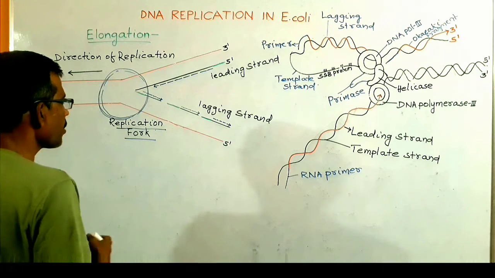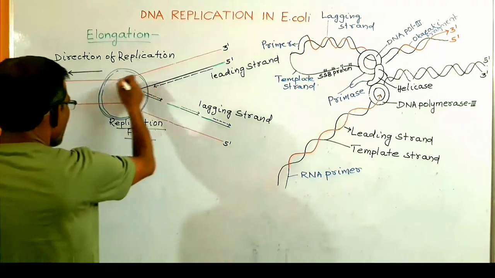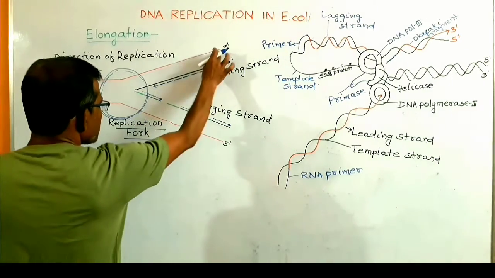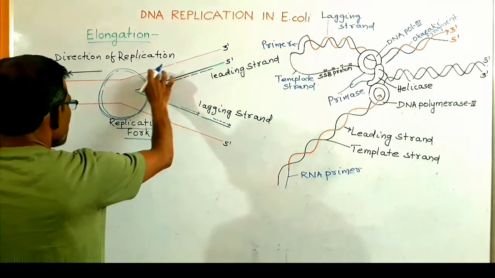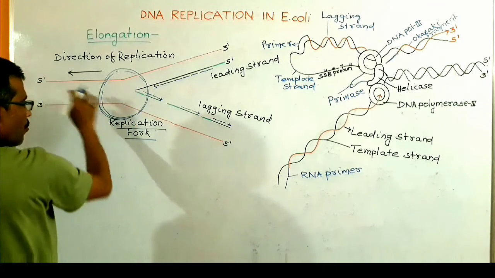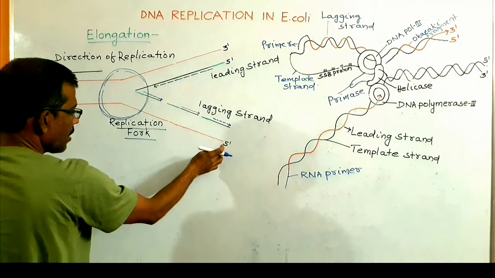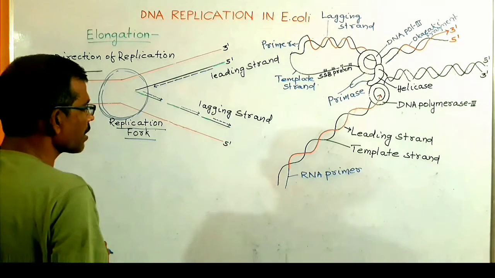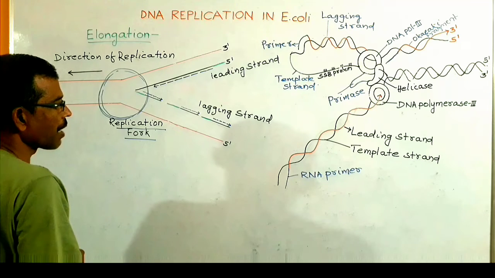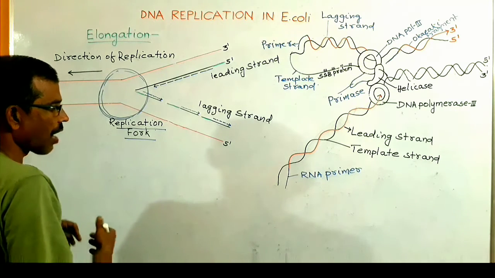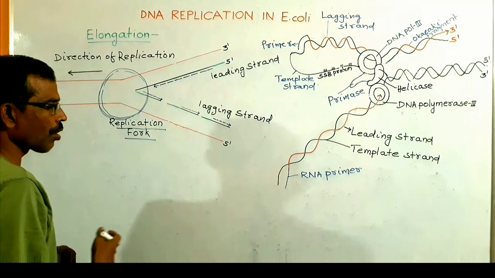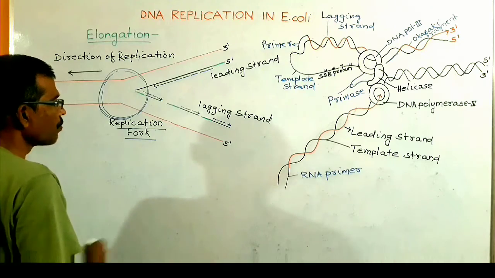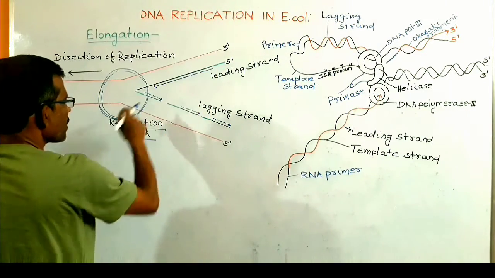Friends, in a DNA double helix, the two strands are antiparallel. They run in opposite direction. This template strand runs in 3' to 5' direction, whereas this complementary strand runs in 5' to 3' direction. And you know that DNA replication occurs in 5' to 3' direction. So how can a single dimer of DNA polymerase 3 coordinate the synthesis of these two new complementary strands?